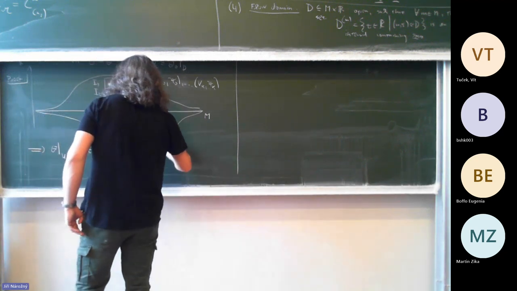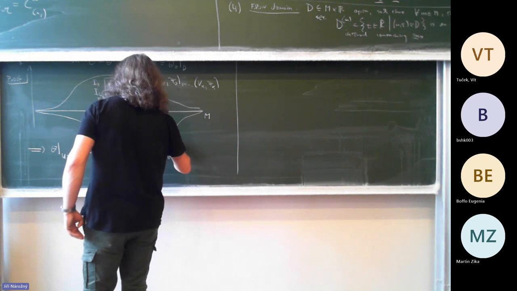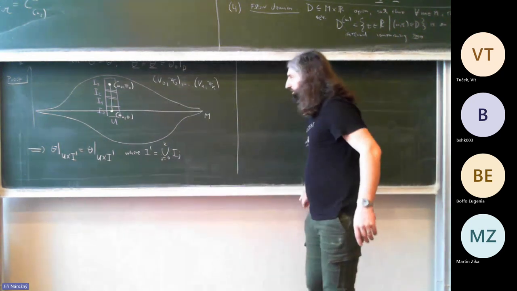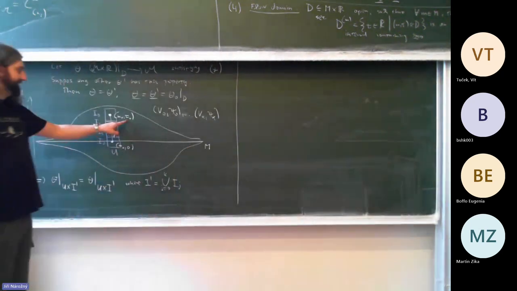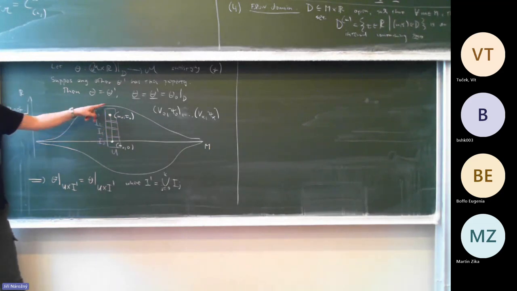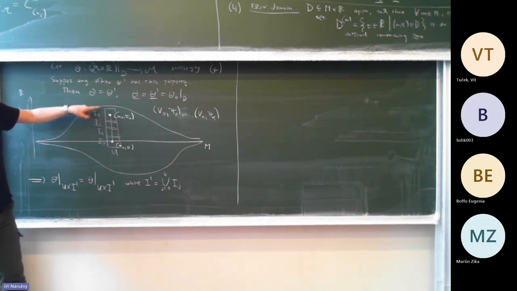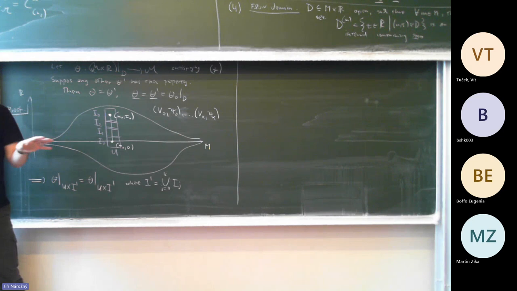I prime is just the union of IJ, J goes from 0 to K. And because M0, T0 was an arbitrary point, and this is an open subset of D, you have found, for every point, an open subset such that they coincide on it. Because everything is a sheaf, you can use this to cover your D with those open subsets, and prove that theta is equal to theta prime.